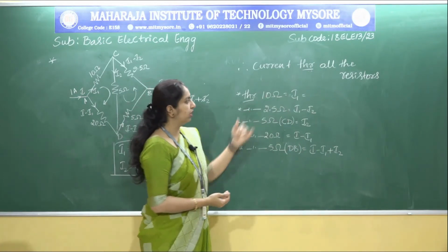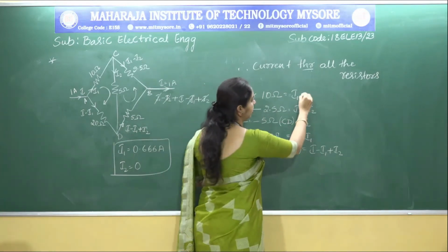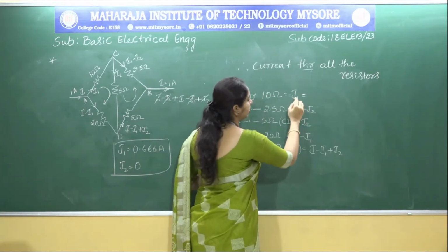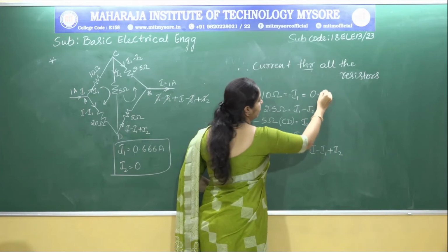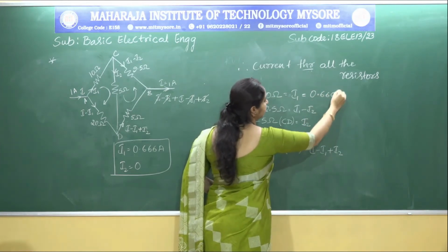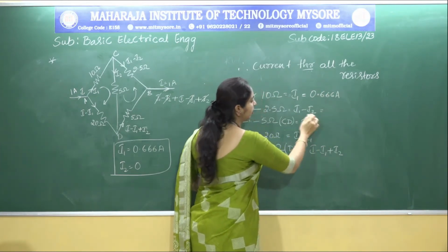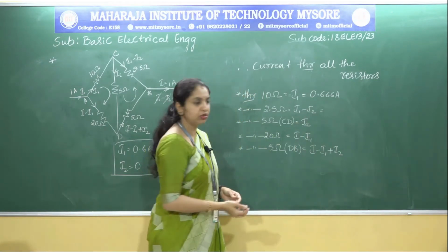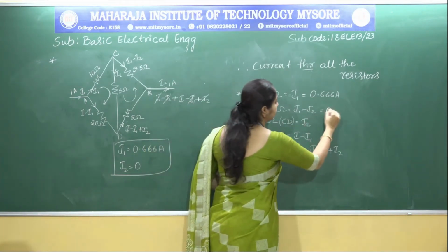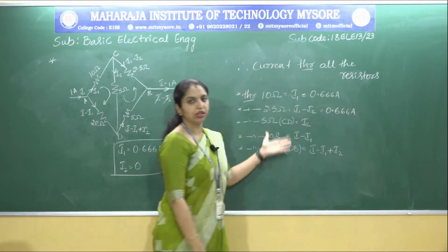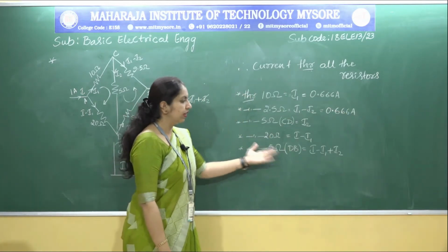For example, in the first part, current through 10 ohm resistor is I1, so I1 we have got as 0.66 amperes, and similarly I1 minus I2. Since I2 is equal to 0, we have only I1, which is again 0.66. So similarly you can calculate the rest of the values.